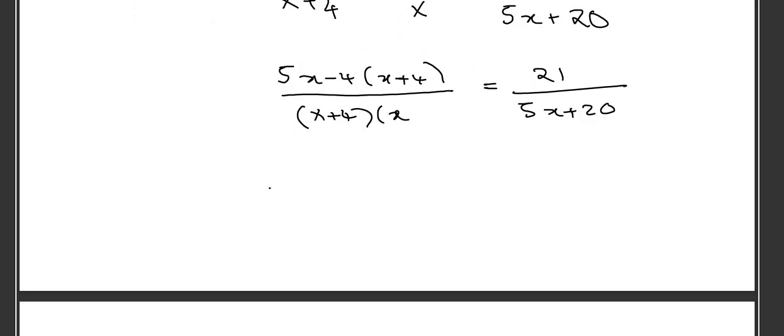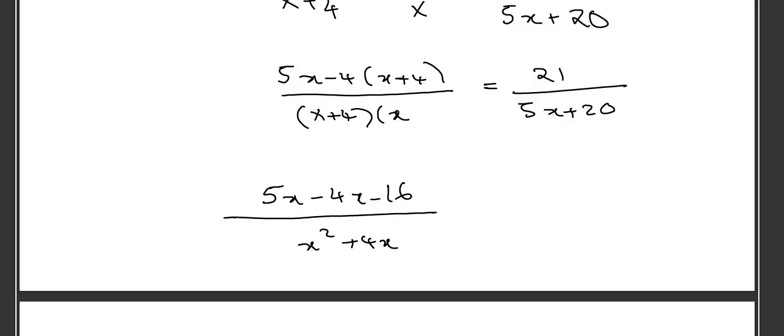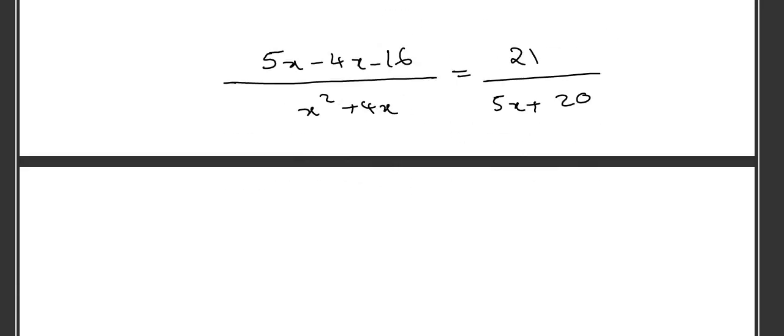Then here, you're going to get your 5x, then minus 4x, then minus 16. Then this now is going to be x squared plus 4x is equal to 21, then 5x plus 20. Yeah, then this you cross multiply.